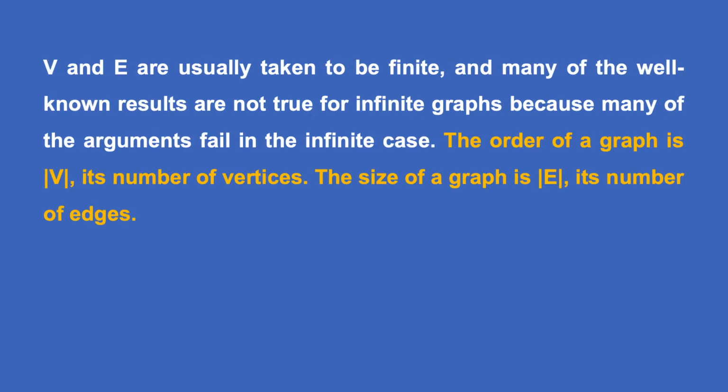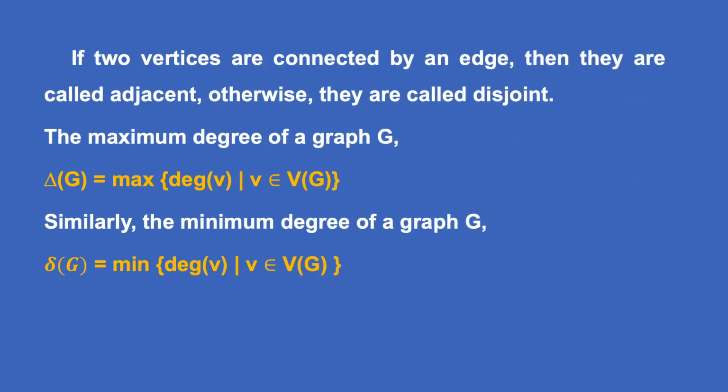V and E are usually taken to be finite, and many of the well-known results are not true for infinite graphs because many of the arguments fail in the infinite case. The order of a graph is denoted by the cardinality of V, its number of vertices. The size of a graph is the cardinality of E, its number of edges. If 2 vertices are connected by an edge, then they are called adjacent, otherwise they are called disjoint.